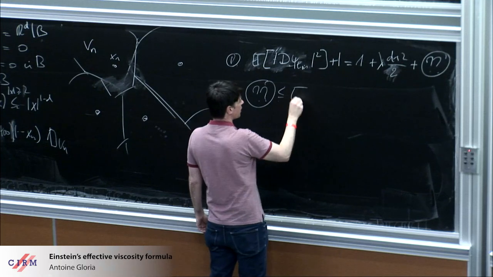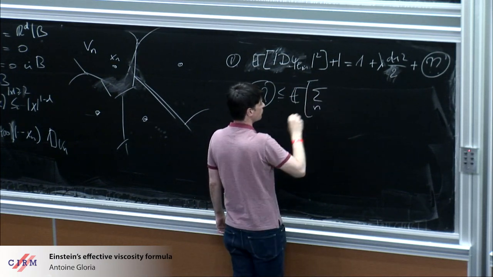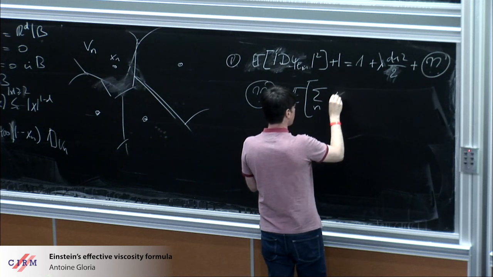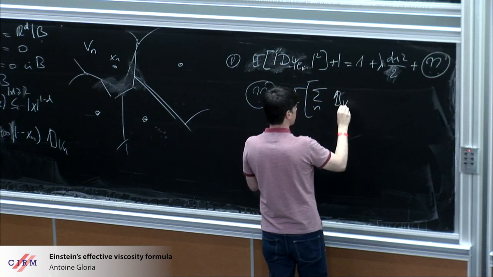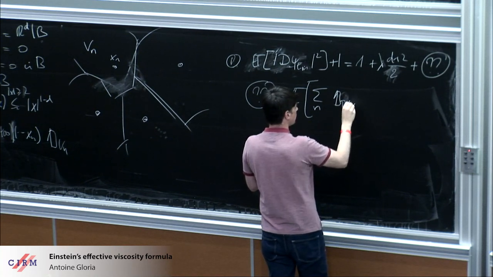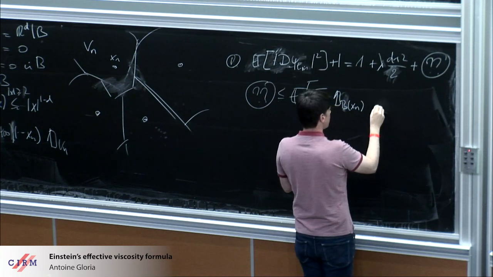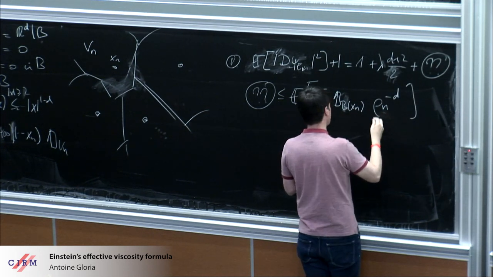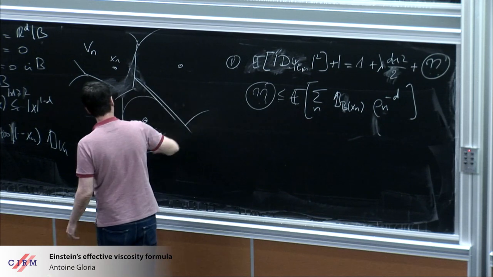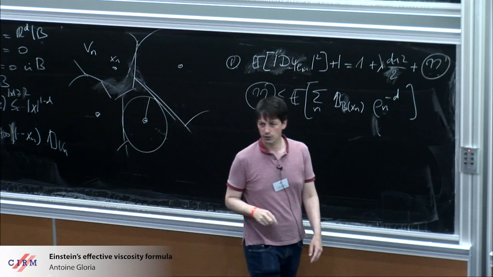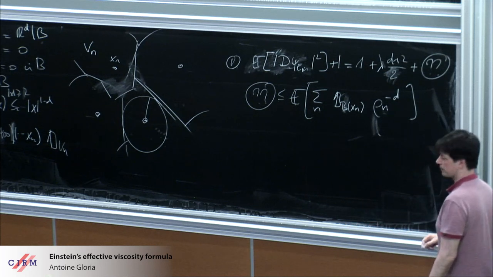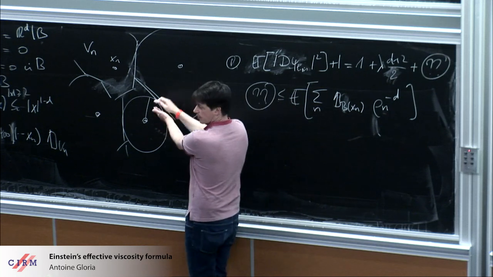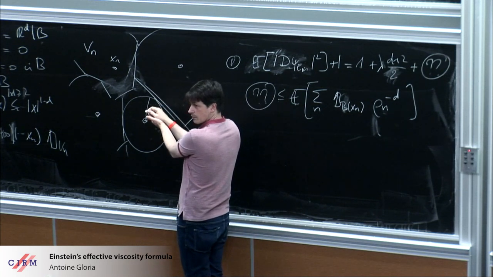Is less than the expectation of the sum of all possible bolts of essentially the first that you're in the particle, and then the error is, I will call it rho n to the minus d, and rho n is, to make a picture, the radius of the inscribed sphere in the Voronoi cell. And that actually is small if you don't have too many close particles, right?